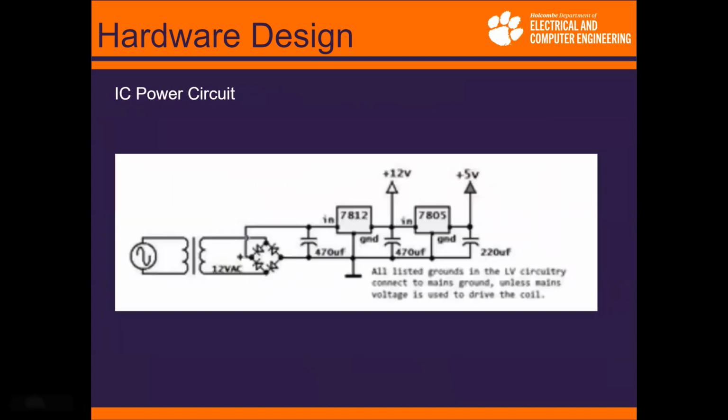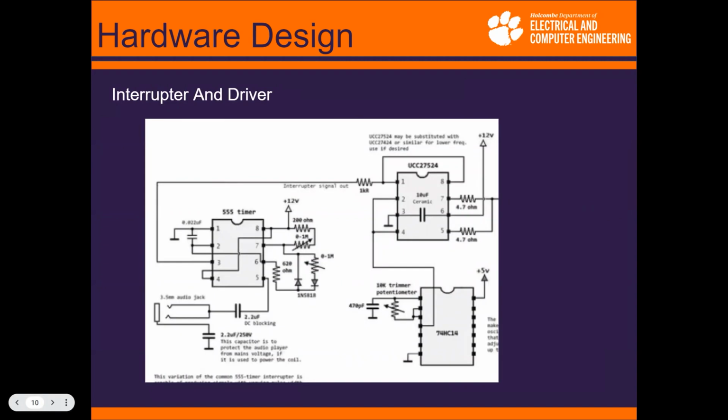So this is the IC power circuit. It's essentially just a power supply for all the chips on the circuit. We use two regulators, 7812 and 7805, to power the logic with 12 volts and 5 volts respectively. The capacitors are there just to smooth out the waveform, and there's a bridge rectifier to take the AC voltage to DC.